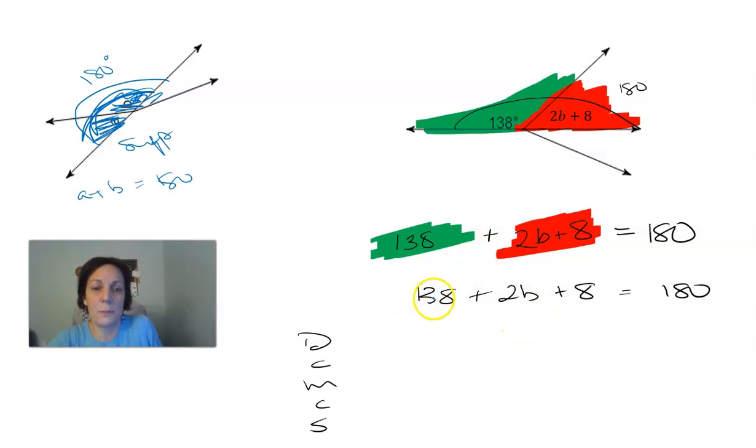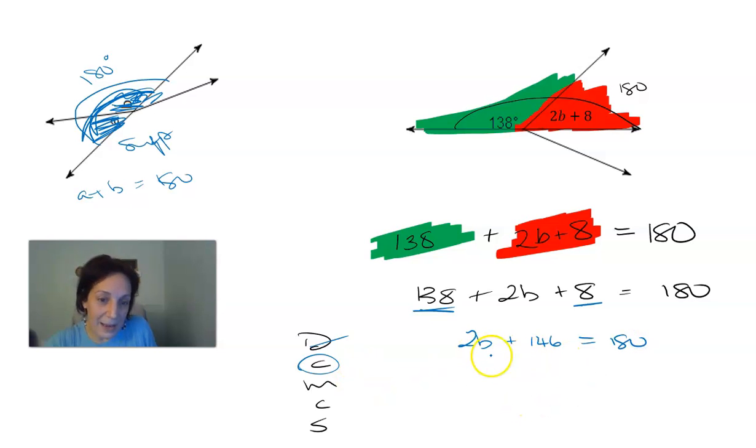It's pretty standard. Okay? I have two numbers over here. So there isn't a distribution, but there is a combine. I have two numbers. I can combine 138 and 8 to get 146. So I have a 2b and I have a 146. Okay? That's going to equal 180. All right. There's nothing left to combine over here, nothing left to combine over here. So let's go on to move some terms around.